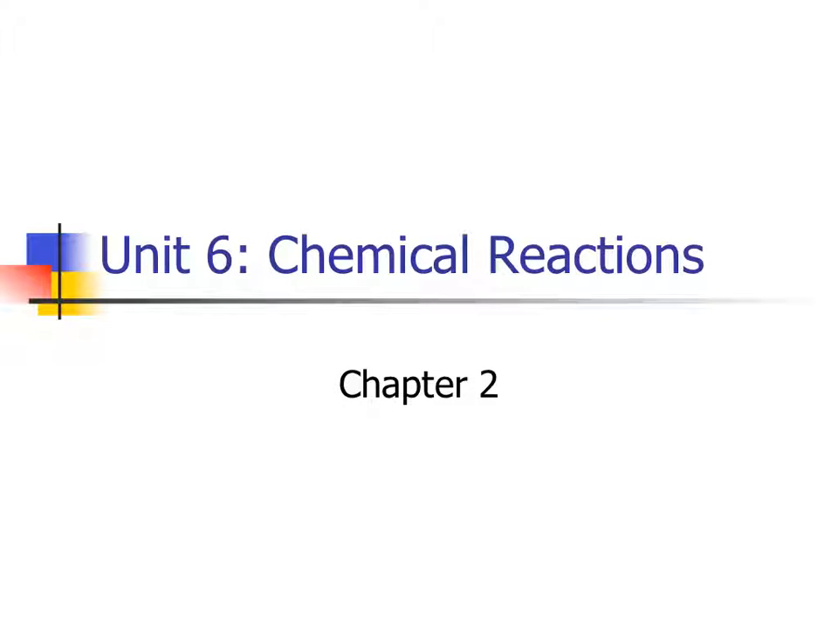Unit 6, Chemical Reactions, Chapter 2, has us starting to take a look at the different types of chemical reactions. The different types of chemical reactions are going to be important, and some of them we'll be looking at predicting their outcomes. There are rules and guidelines that we have, and some of them are very straightforward on how they are to be predicted, and so we'll take a look at that as we continue through.